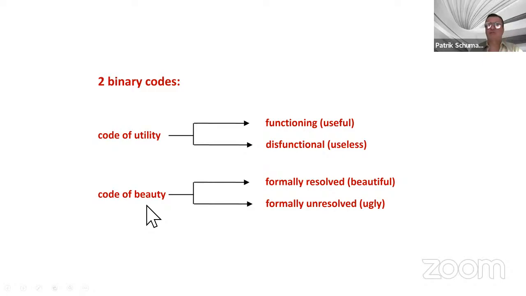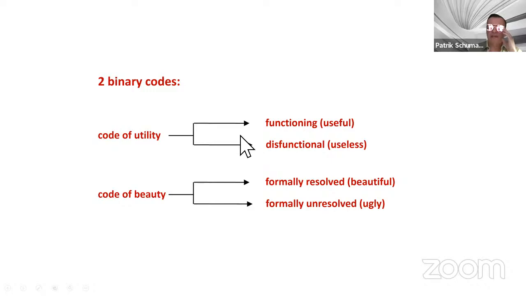Anyway, the second code, which is interesting, is the code of beauty: formally resolved, or beautiful, versus formally unresolved, ugly. We obviously use beautiful and ugly informally, but unless you want to be more refined in your language, you say formally resolved. Formally unresolved means you can do more work, and there's something going on here. So that's always implied. And if you reject that, I don't think you're in architecture. Maybe you're an engineer, and the engineers don't recognize it.